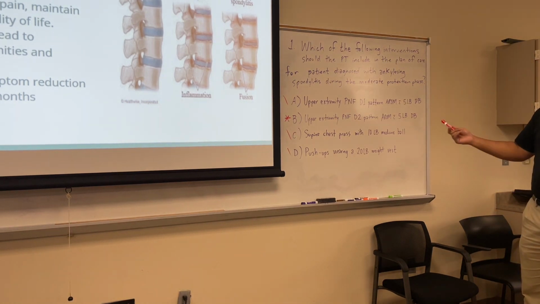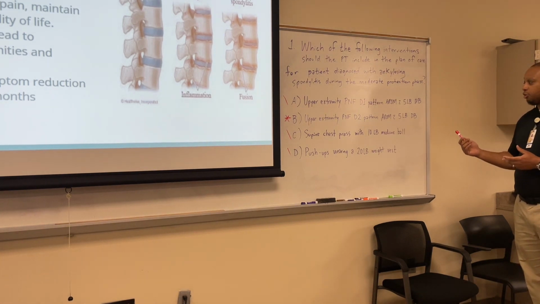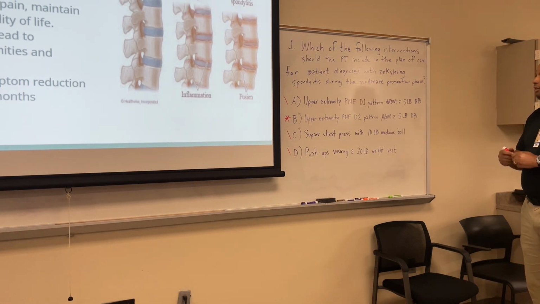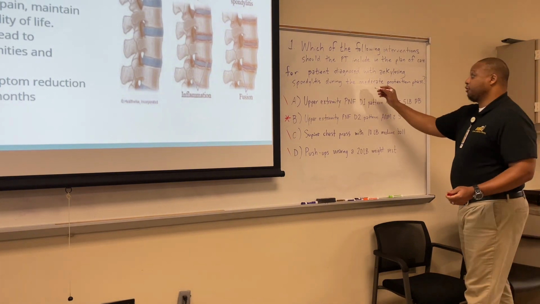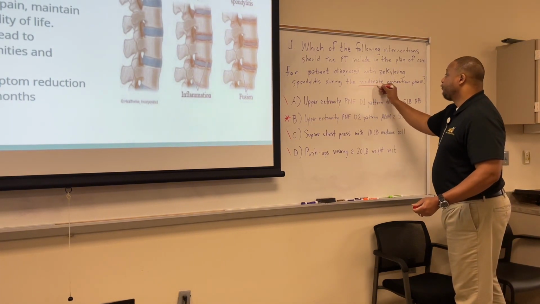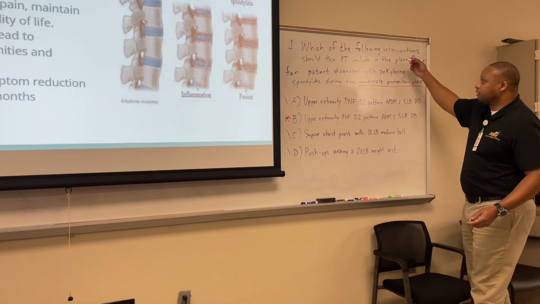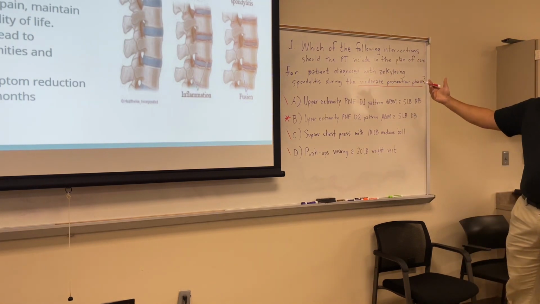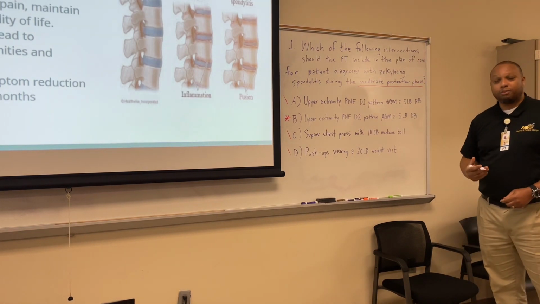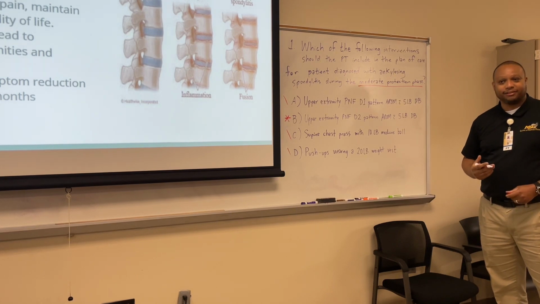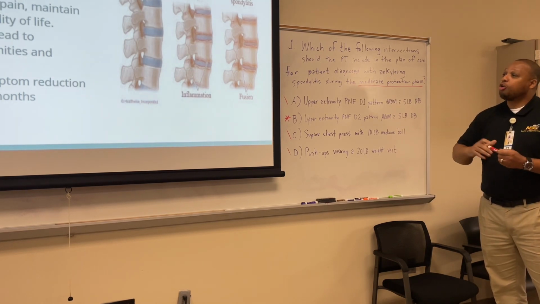So, good job, Poojan. So, upper extremity PNF D2 pattern, active range of motion with a 5-pound dumbbell is going to be appropriate in your moderate protection phase for the condition and likely presentation of ankylosing spondylitis. Does that make sense? So now, go back to your rehab.